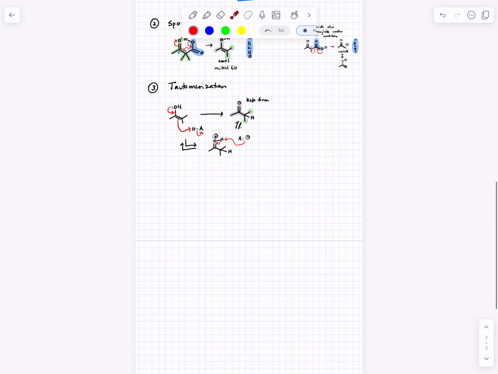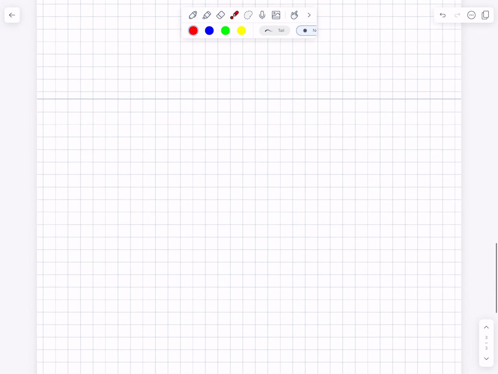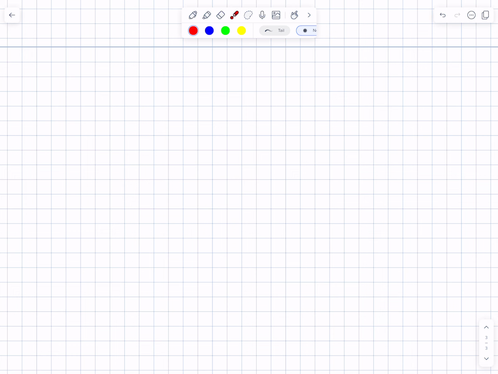Okay, let's do another example from the forward direction. Then we're going to learn to think backwards, because as you've learned on synthesis problems, thinking backwards is an important part of the problem. For this example, we're going to use a slightly different starting material.